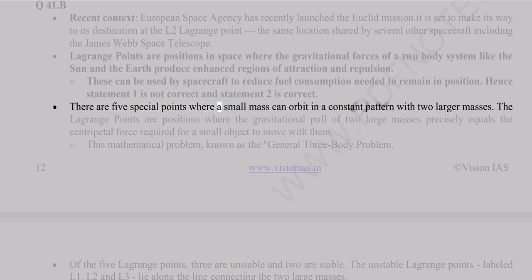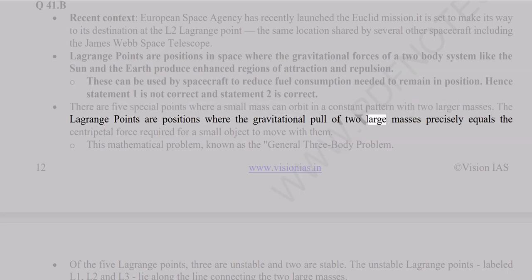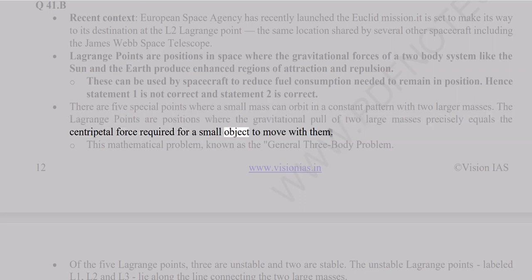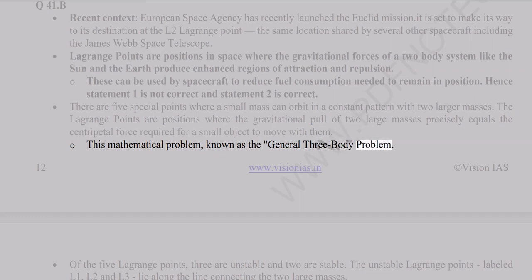There are 5 special points where a small mass can orbit in a constant pattern with 2 larger masses. The Lagrange points are positions where the gravitational pull of 2 large masses precisely equals the centripetal force required for a small object to move with them. This mathematical problem is known as the general three-body problem.